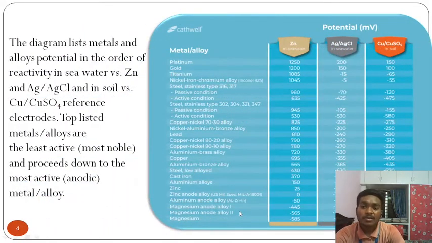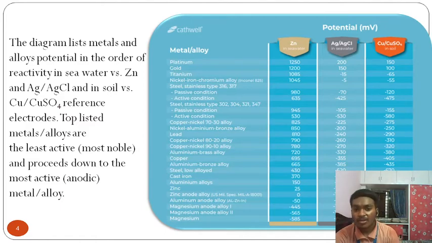This diagram lists metals and alloys potential in the order of reactivity in seawater versus zinc, silver chloride in seawater, and soil versus copper sulfate reference electrodes. We have taken three reference electrodes with different values. The top listed metals and alloys are noble metals, which are less reactive than the metals listed below them. Those are anodic metals, the most active metals or alloys.